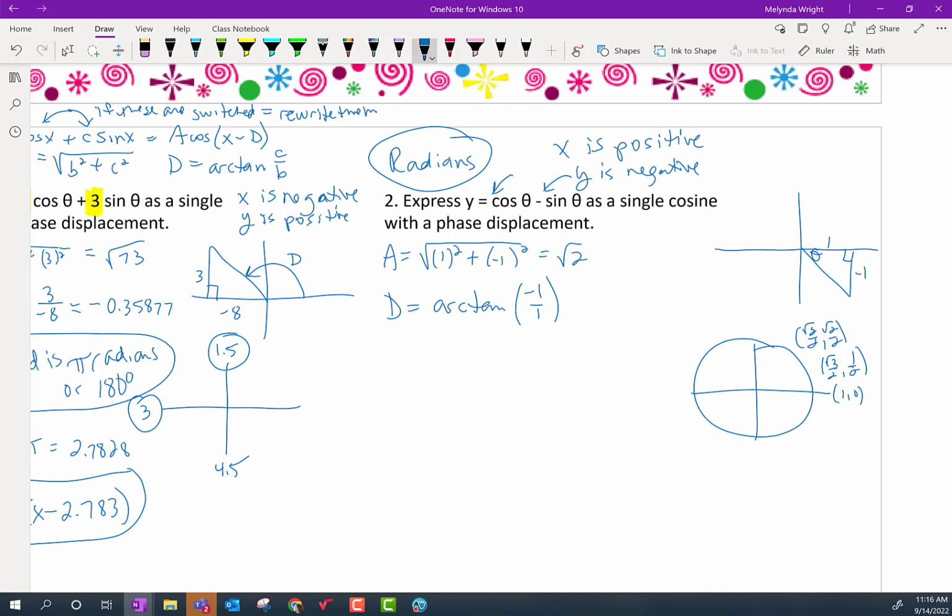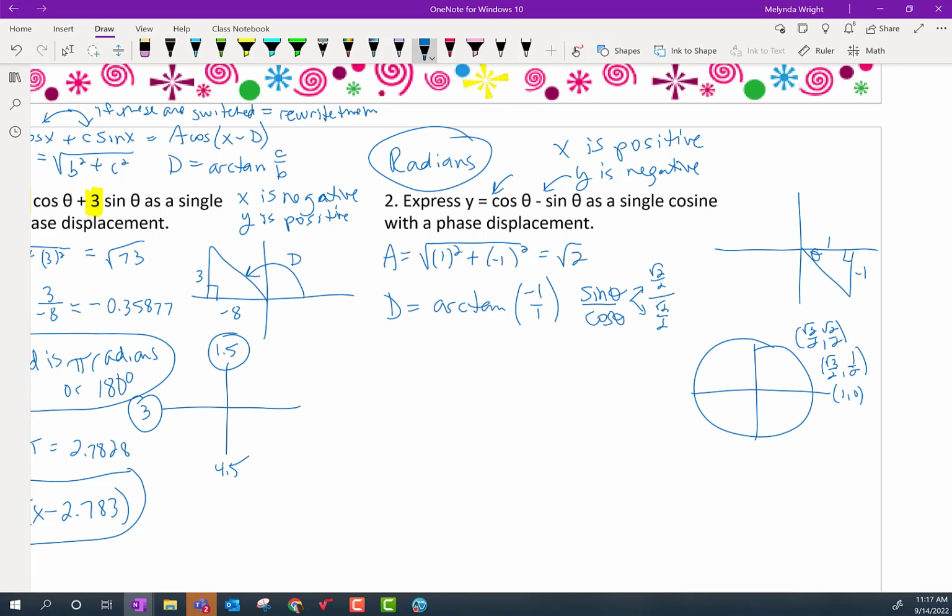And -1 is one of those numbers, right? We could do arctangent of -1. So let's think about that. We want to be in the 4th quadrant. Tangent is sine over cosine. We want those numbers to match. Where do sine and cosine match? In the 45-45-90s, right? Root 2 over 2 over root 2 over 2.